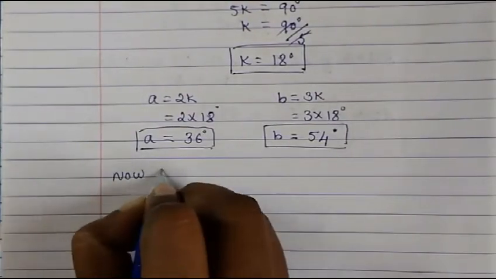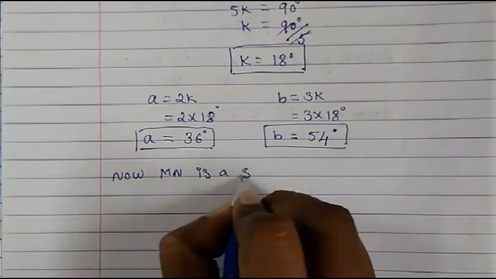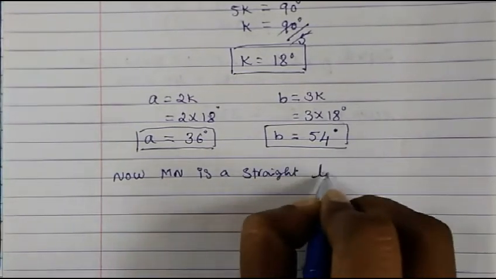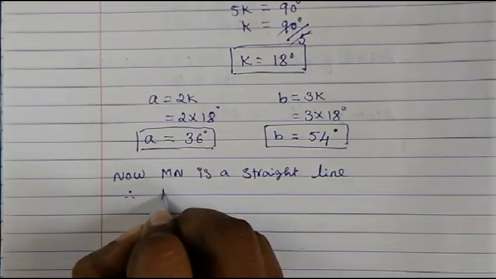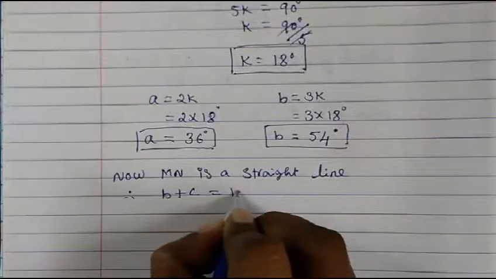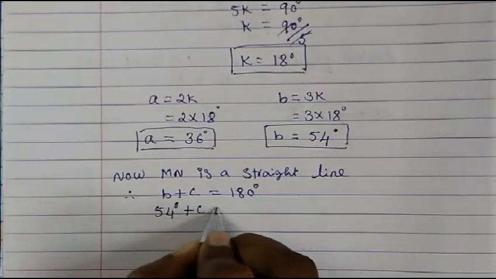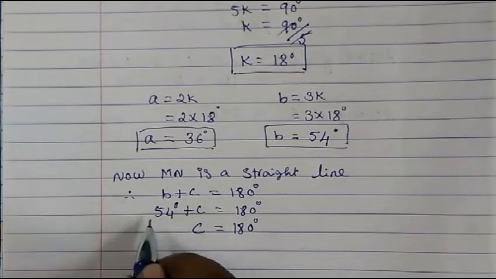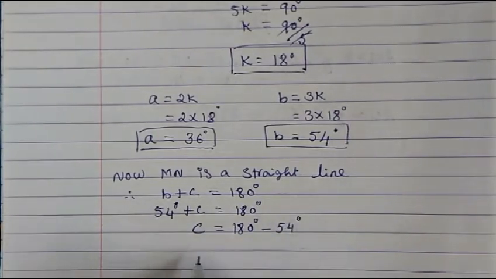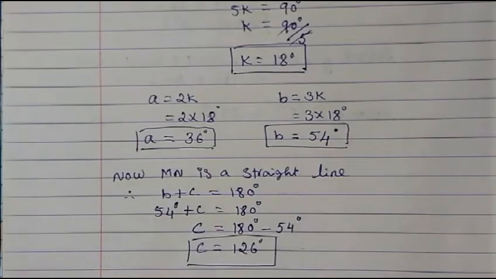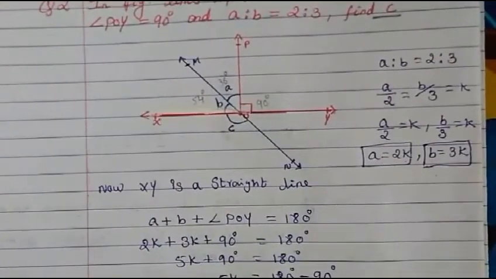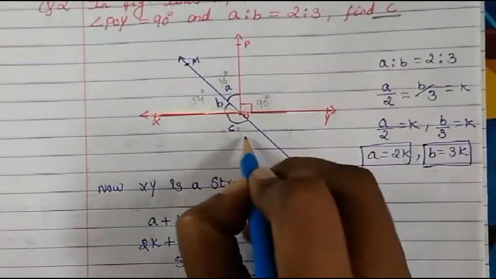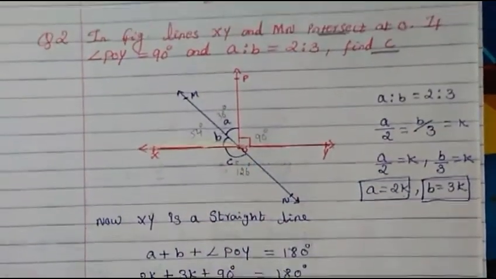So now MN is a straight line. Therefore b plus c will be equal to 180 degrees. The b value we already know: b is 54. We want to find c, so we keep c here only and take this 54 to this side. It will become minus. Then we get c as 126 degrees. So we found the c value. C is 126 degrees.